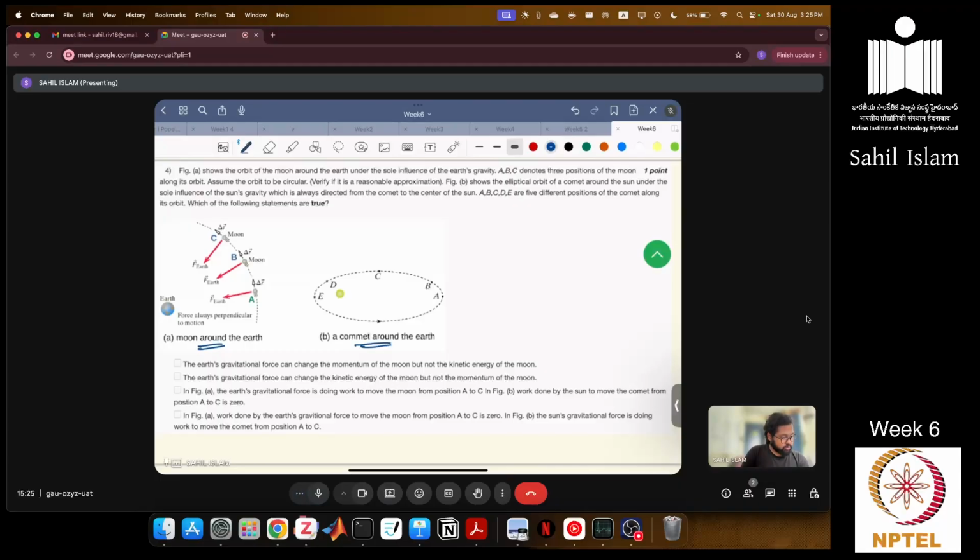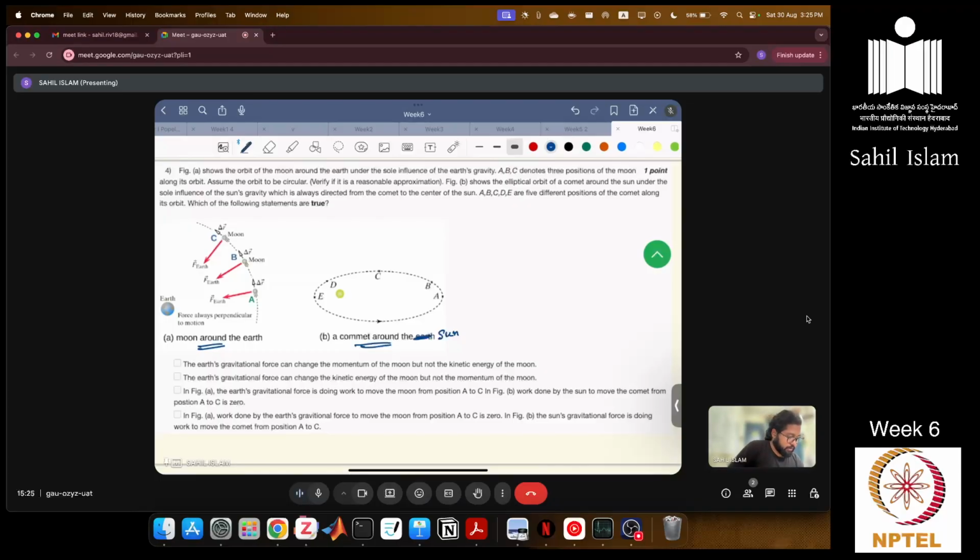Figure B shows the elliptical orbit of a comet around the sun. This should be the sun. The comet moves around the sun under the sole influence of the sun's gravity, which is always directed from the comet to the center of the sun.